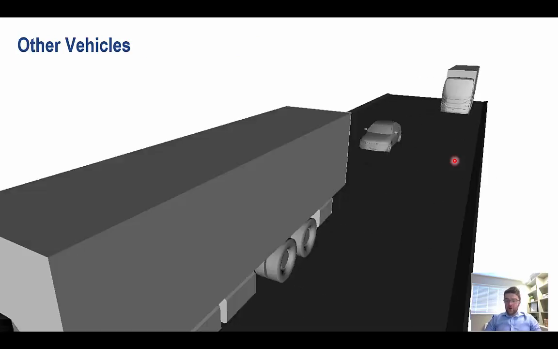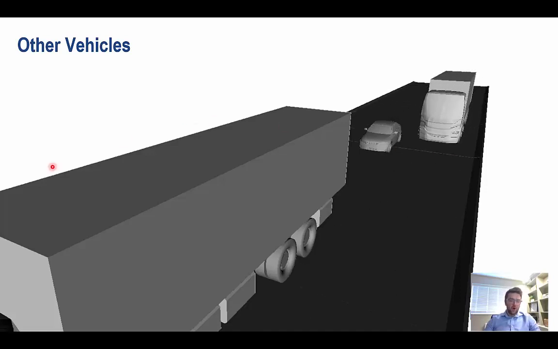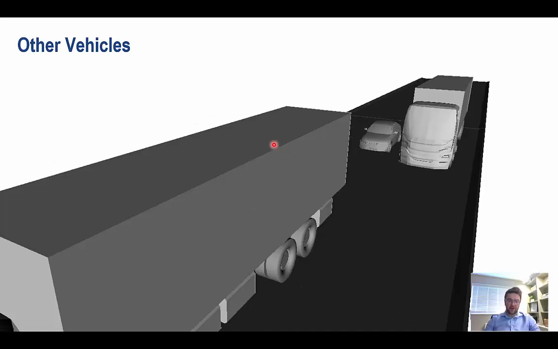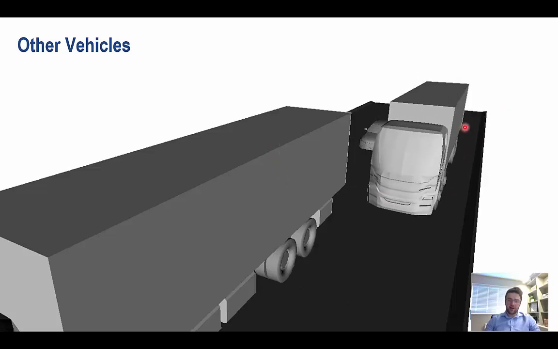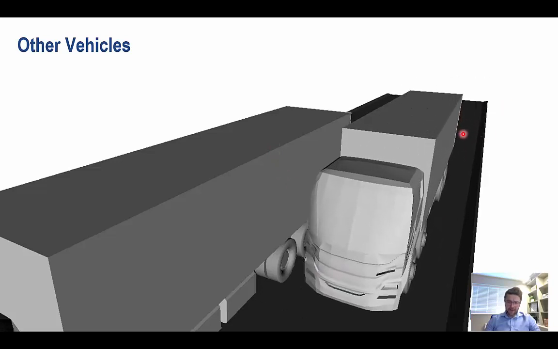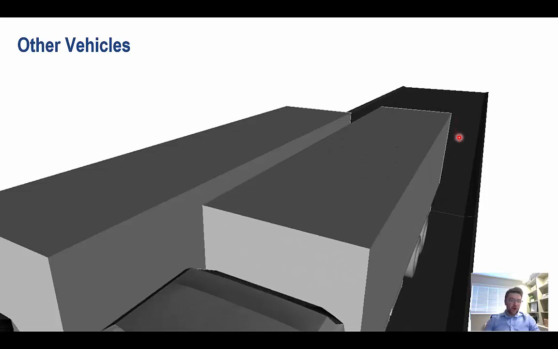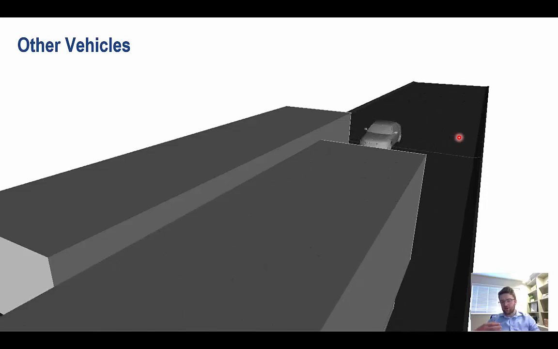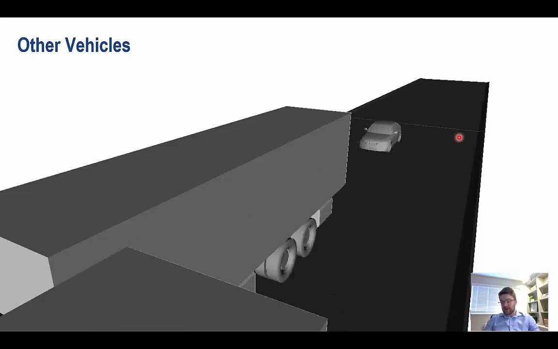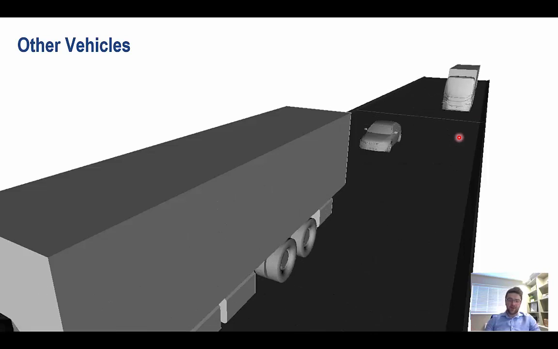Now, if we want to look at other vehicles as well, this is something that we can include in Particle Works. So in this case, we've got one lorry up the front here that the car is following, and then a second lorry which is overtaking it. If you want to do other cars as well as lorries, maybe cars travelling in other directions, the car could even be static and being passed by other vehicles. Whatever you want to do, if you can dream it, we can probably build it in Particle Works.